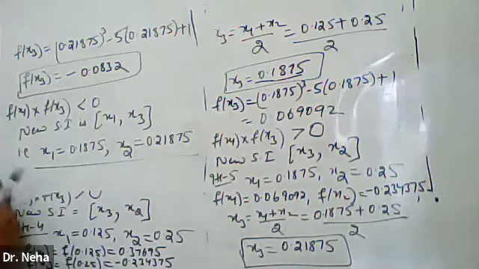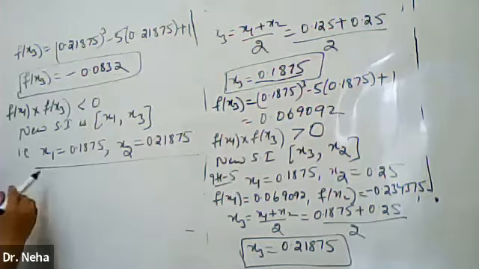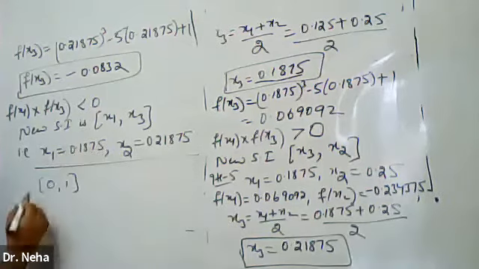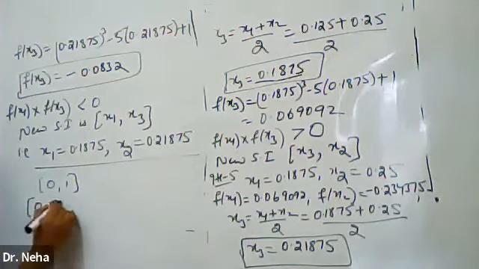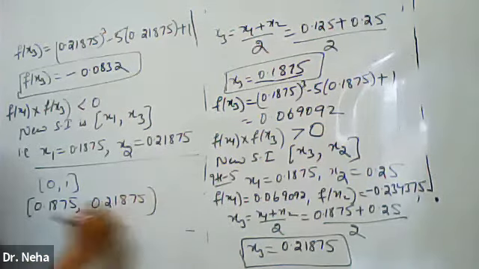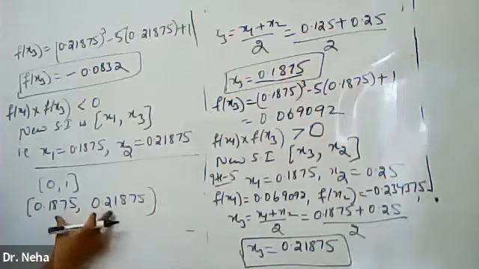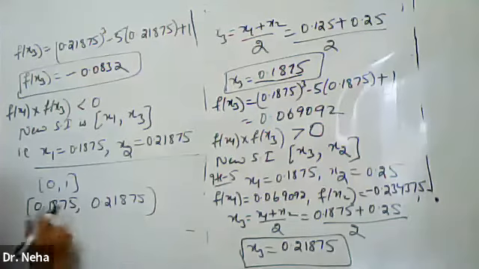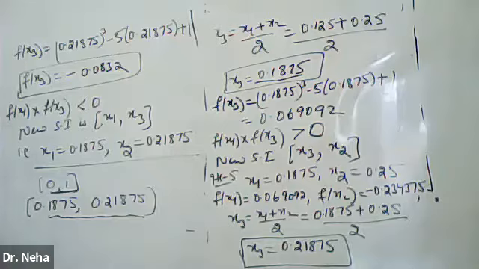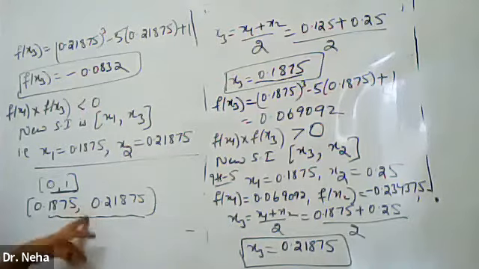What is happening in bisection method? We started with the interval 0, 1 and we reach at the interval after 5 iterations 0.1875, 0.21875. See the difference? Now the difference between these two values is very low. It is 0.03 near about. Earlier the difference was of 1. So this is what bisection method says. Interval will become half every time and you will reach at a particular value.